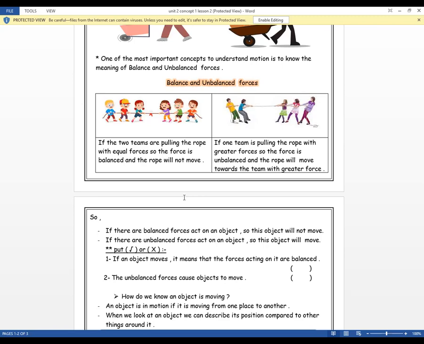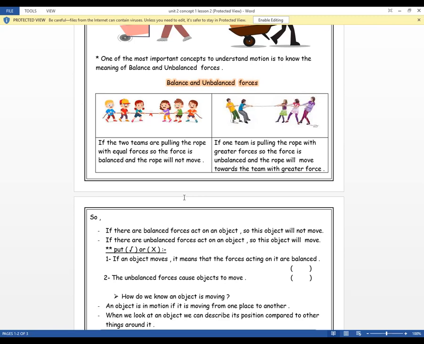But in the right picture, if one team is pulling the rope with greater force, look at 2% and 3%. The first team 2% and the second team 3%. So if one team is pulling the rope with greater force, the force here is called unbalanced, and the rope will move towards the team with greater force.